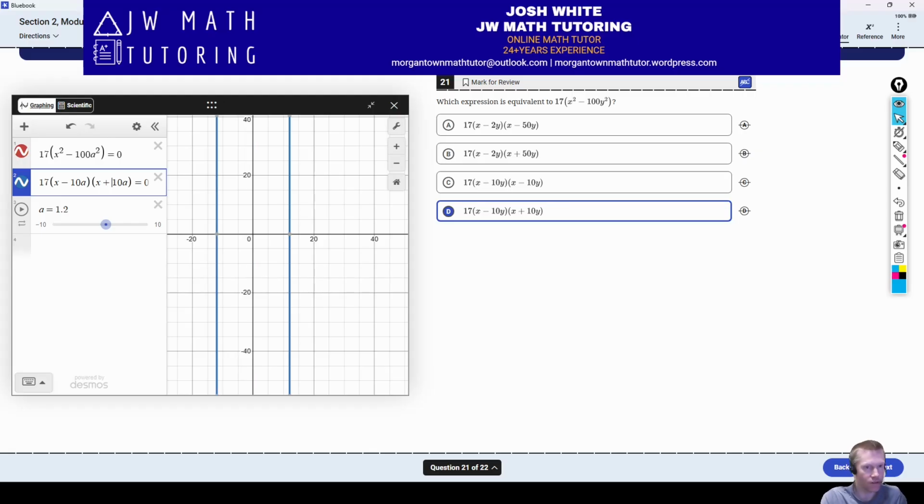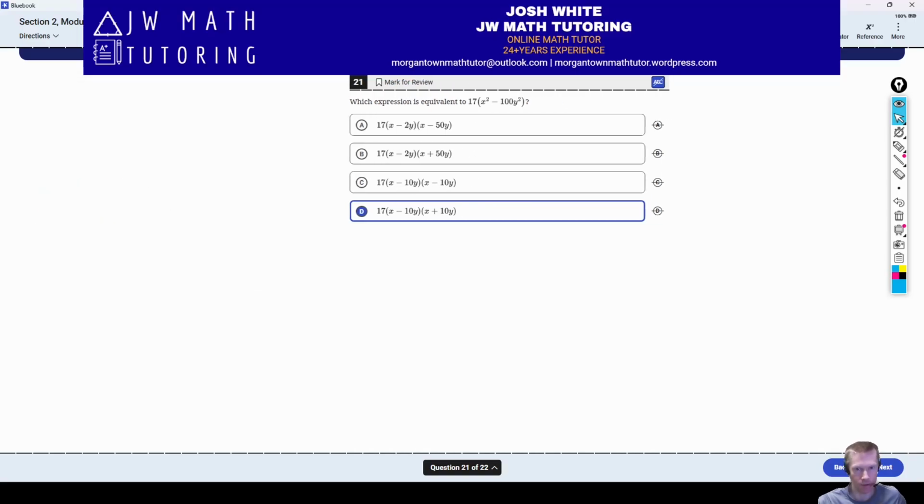So this is just a little tip or trick where if you're having problems getting the graph because it's got X's and Y's in it, just change the Y to some other letter, define that letter using a slider, and then look for the overlap.